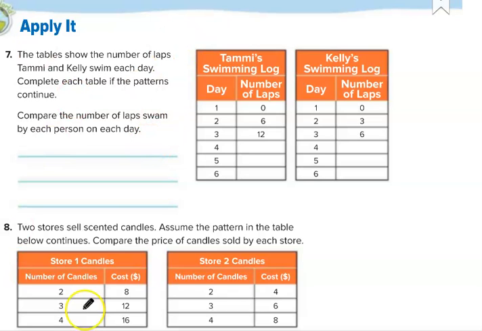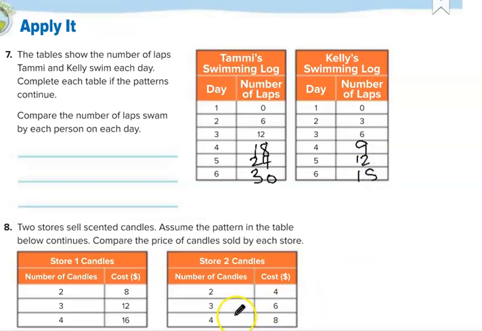Okay, so you should have completed this page, so now I'm going to walk you through it all and you are checking your answers. The tables show the number of laps Tammy and Kelly swim each day. Complete the table if the patterns continue. So I can see here that each day we are adding 6 more laps. So 12 plus 6 is 18. 18 plus 6 is 24. 24 plus 6 is 30. So Tammy is adding 6 laps each day, whereas Kelly is adding 3 laps each day. You can see here 0, 3, 6, so 9, 12, and 15.